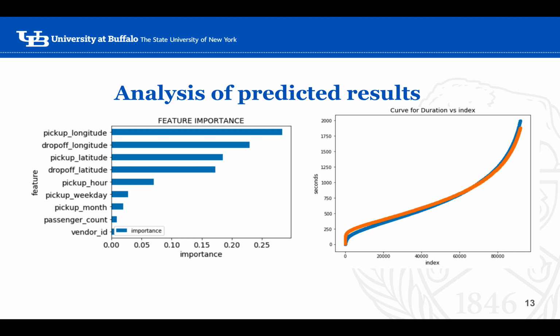On the right, we have a curve for duration versus index. The blue line is for the prediction data and the orange line is for the test data. We see a high overlap of these two lines, indicating that our model is valid and good for prediction.